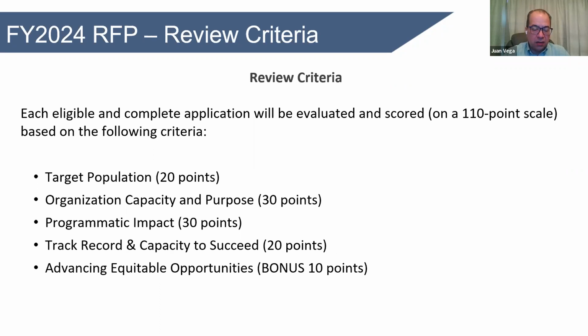The target meeting the expectations around target population is worth 20 points. The organization's capacity and purpose, 30. The impact of the program that's being implemented is 30 points. Track record and the capacity of the organization to succeed will be 20 points. And then a bonus 10 points will be provided for answering the questions related to advancing equitable opportunities.